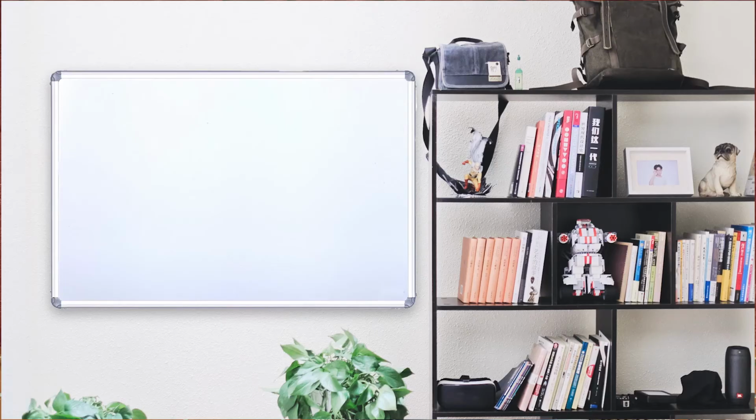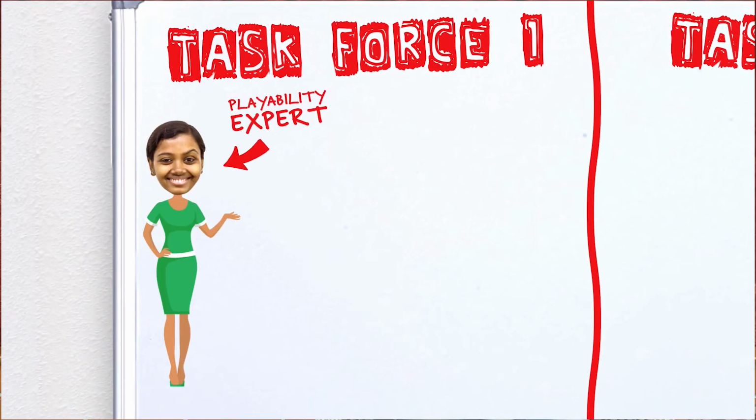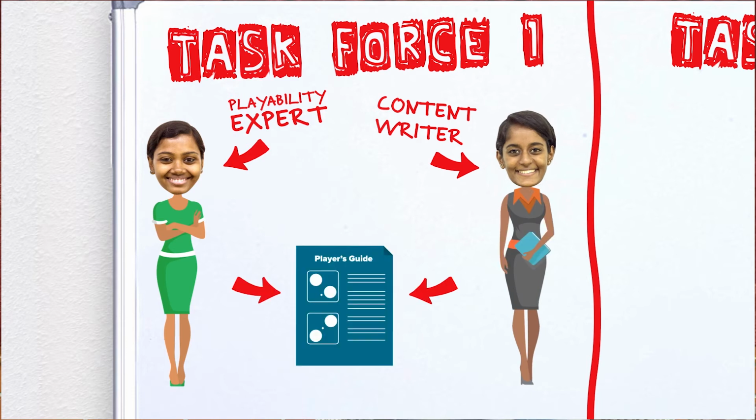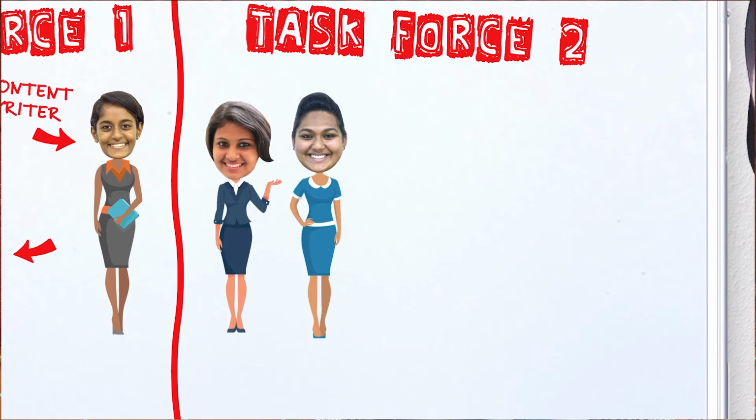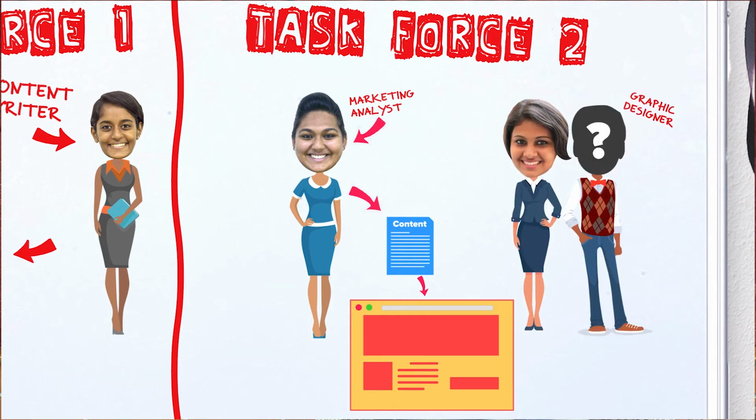They've decided to put together two task forces, Task Force 1 and Task Force 2. Task Force 1 will have Tisha, the playability expert, who will work with the content writer Alia to ready the player guides. And Task Force 2 will have Vanessa and Rhea, the marketing analyst, who will work on the content that needs to go on the website. Now, Rhea will work on the text content, and Vanessa will work with a graphic designer who can help with providing the logo, images, and other multimedia content that the website needs. So after the site is ready, we will add the player's guide and publish the website.